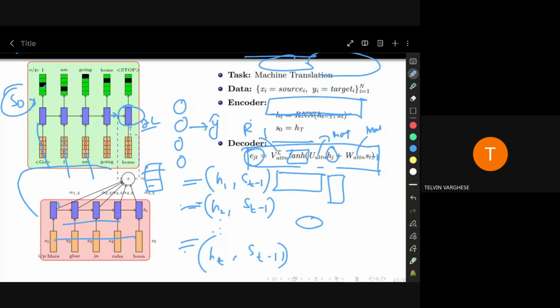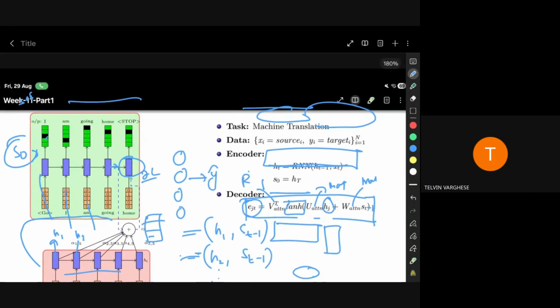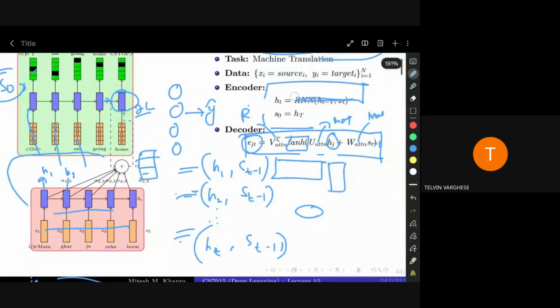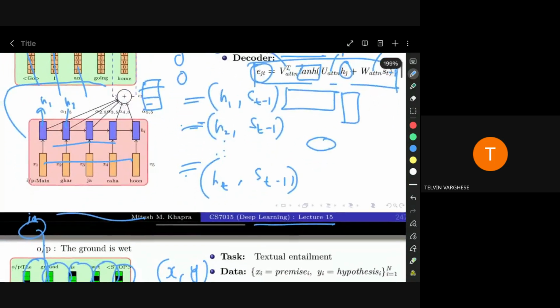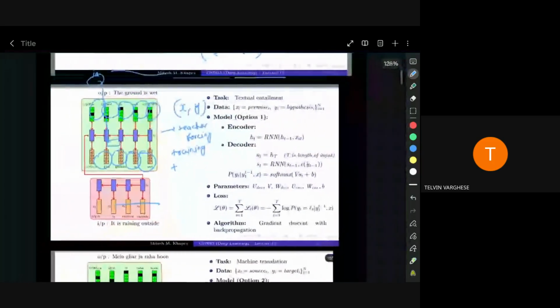Whatever we are getting here, this h_j is the one which I got here. So this H1 here, what I'll get is H2, something like that, right? From the RNN we have produced this. You can see this is h_j, and that is the input to that tanh function, right? Yes, correct.